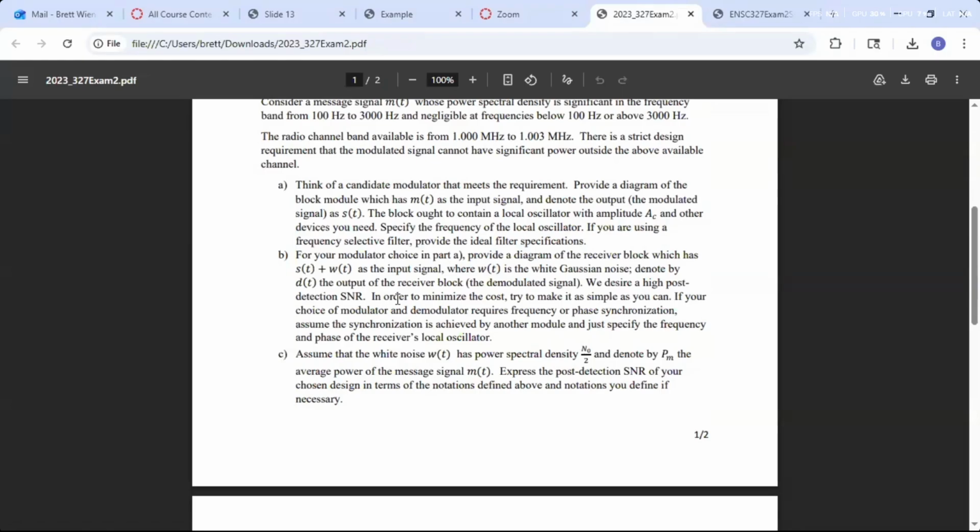And then denote by D the output of the receiver block. We desire high post detection SNR. In order to minimize the cost, try to make it as simple as you can. If your choice of modulator demodulator requires frequency or phase synchronization, assume the synchronization is achieved by another modulator. So it's saying if we're using coherent detection, you can just take it as a given that you have in phase signals you can use, right?